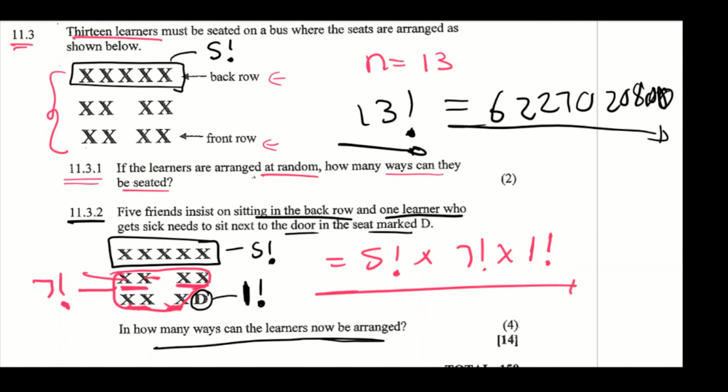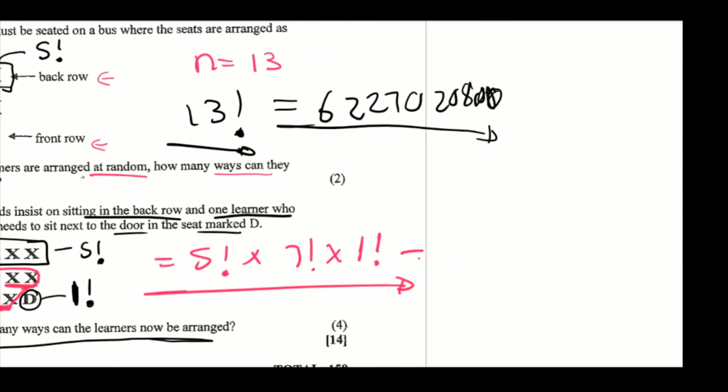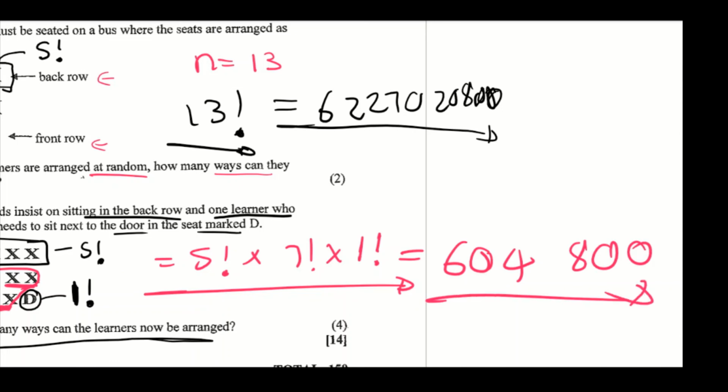So this is the solution of this problem here. If you punch it in your calculator, you will get 604,800. So this is the solution for the number of ways that these learners will be arranged.